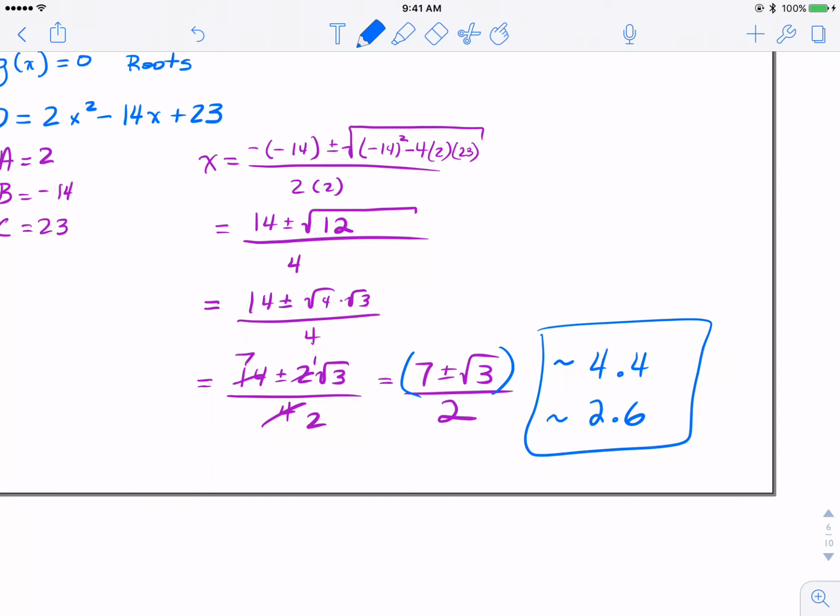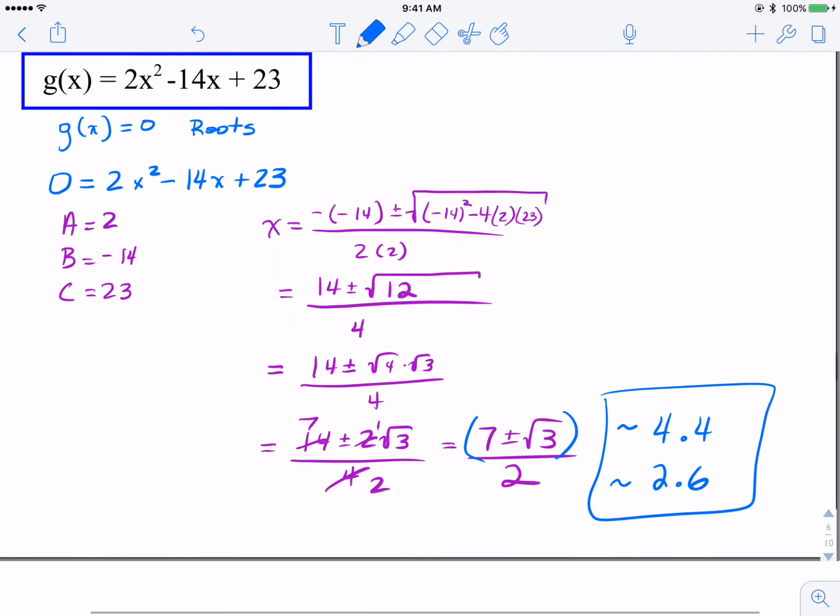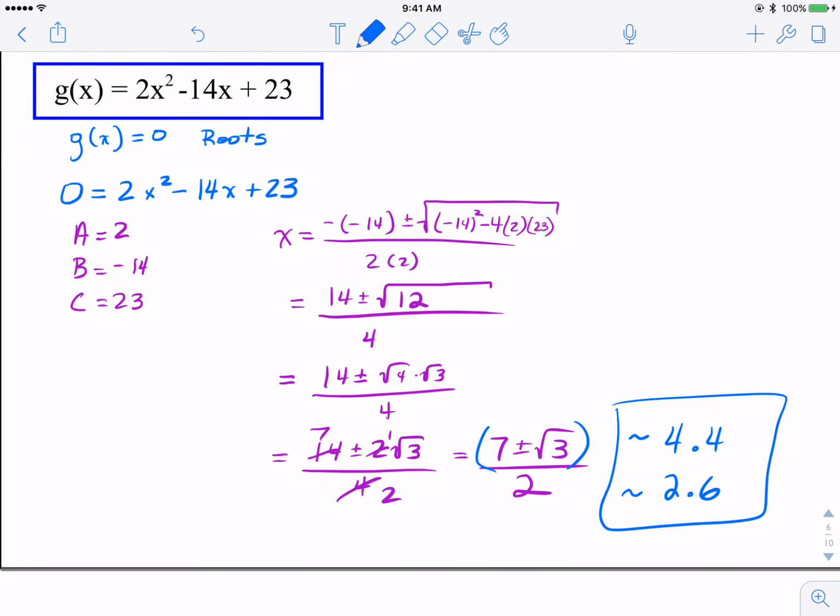Okay, so this was a video on the quadratic formula. Hopefully this helped. The setup is very important. Using the formula and knowing how to use the calculator, all crucial steps when using the quadratic formula.